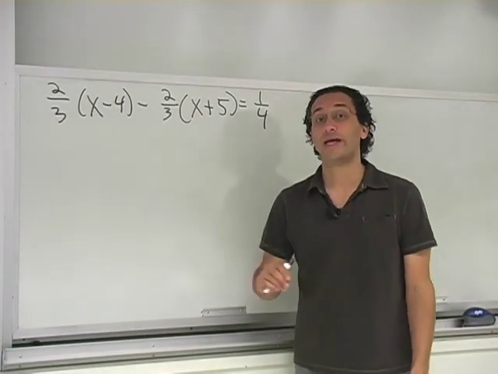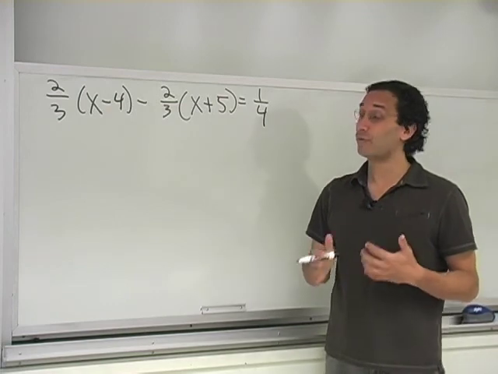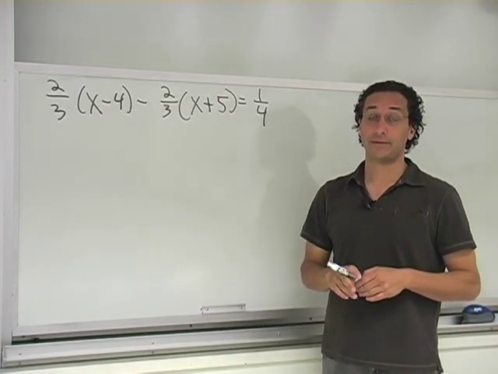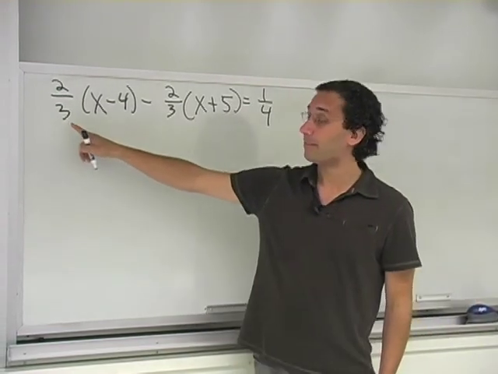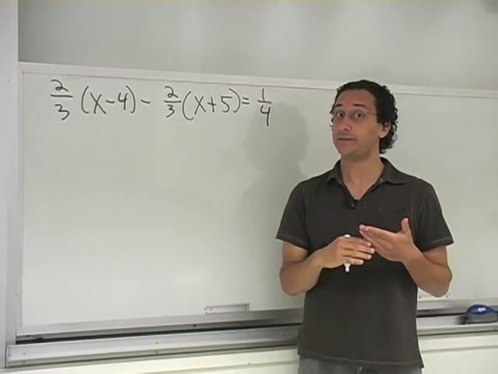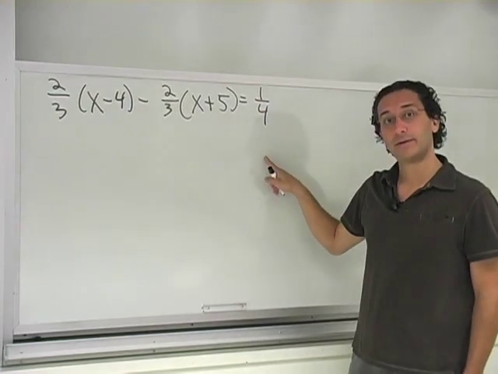Here we have a linear equation which has fractional components. What I'd like to do is get rid of the fractions so that the equation itself is easier to deal with. So how am I going to do that? Well, I'm going to find a number that both 3 and 4 divide into. Then I'm going to multiply through by that number.